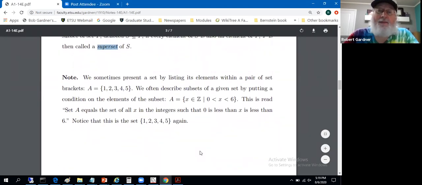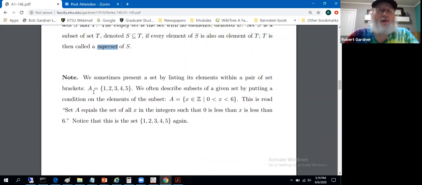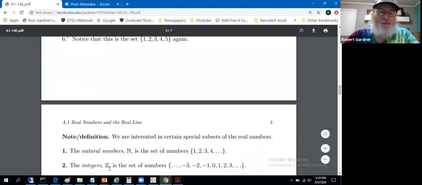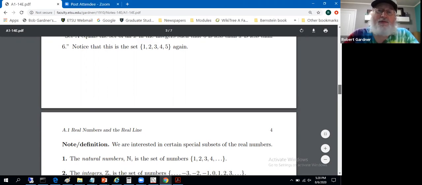To present a set, we might simply list its elements. Here's set A, consisting of the real numbers 1, 2, 3, 4, and 5. We might also describe sets, well, subsets of a given set, usually sets of integers, sets of real numbers, by putting a condition on the elements of the set. So what we have here is a wee bit out of order. I'm going to refer to the integers. The integers, this is a set consisting of 0, 1 and -1, 2 and -2, 3 and -3, 4 and -4, and so forth. So that's the integers.